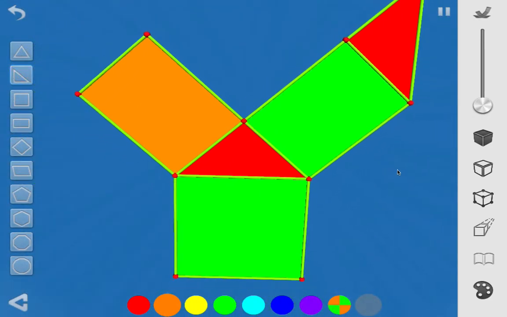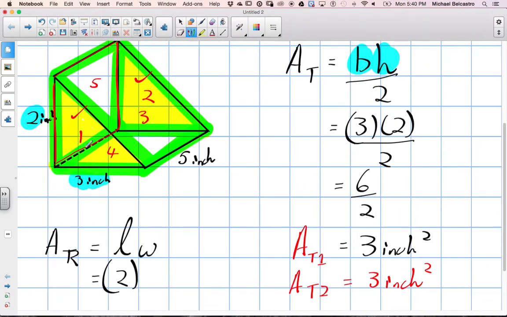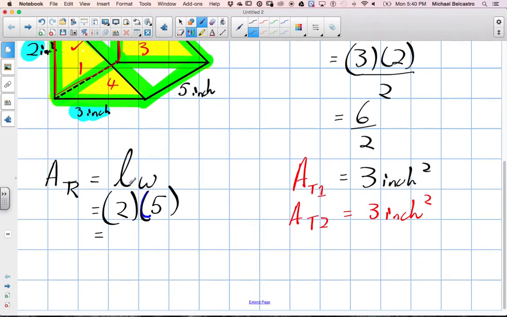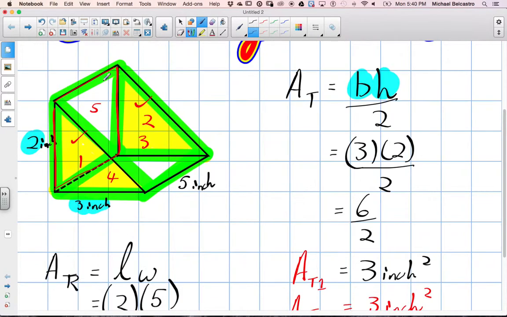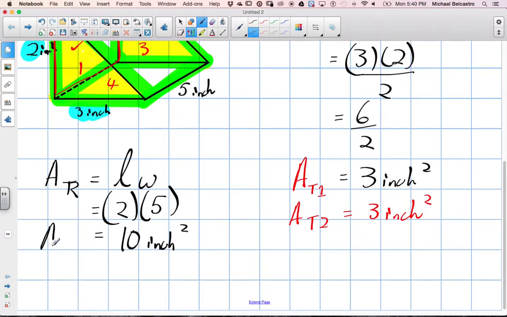Zoom out again. Okay, so that means the width is 5. So if the width is also 5, what is the area of that one rectangle there? 10 inches squared. Good. And we'll call that rectangle number 5. So that was the area of rectangle 5, because we had 5 faces.